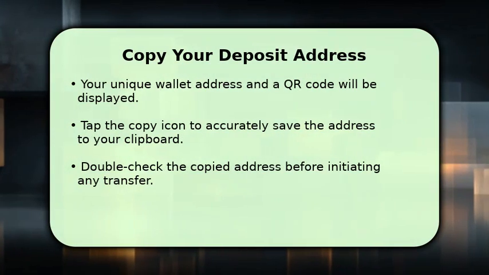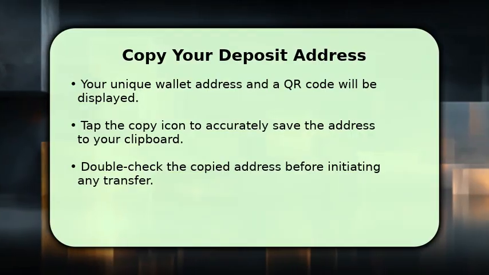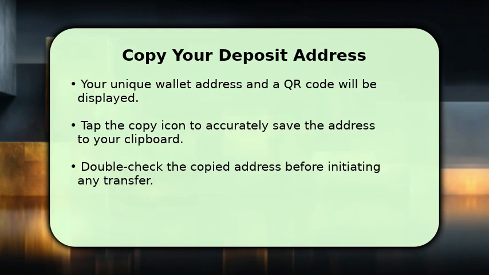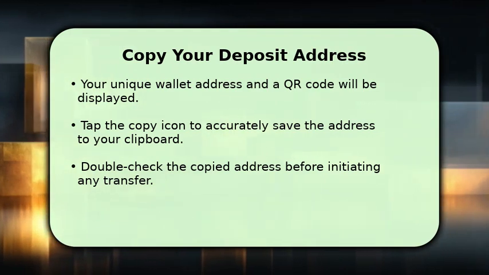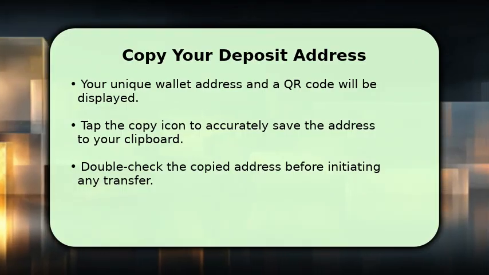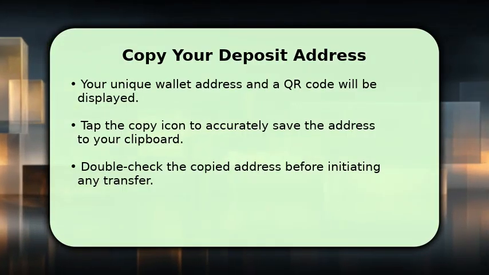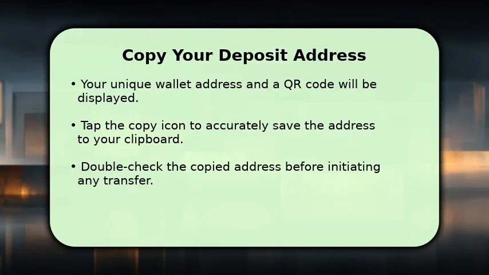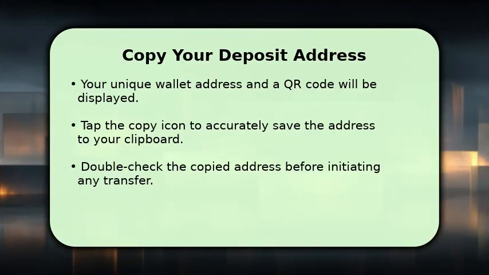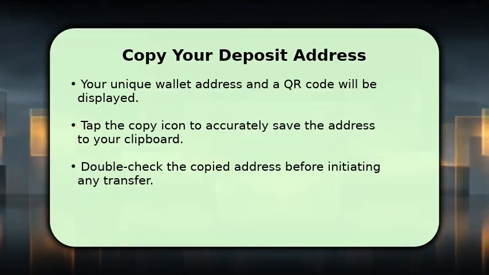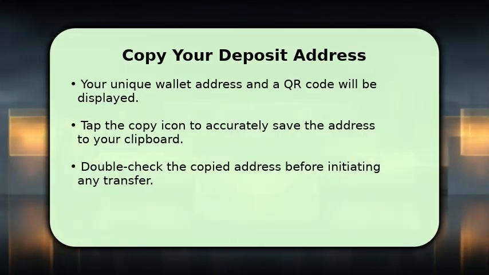After selecting your cryptocurrency and network, your unique deposit wallet address will be displayed on the screen, often accompanied by a QR code. To ensure accuracy, tap the copy icon to save the address to your clipboard. It is extremely important to double-check this copied address against the one displayed before pasting it into another platform to initiate a transfer. A single incorrect digit can divert your funds.